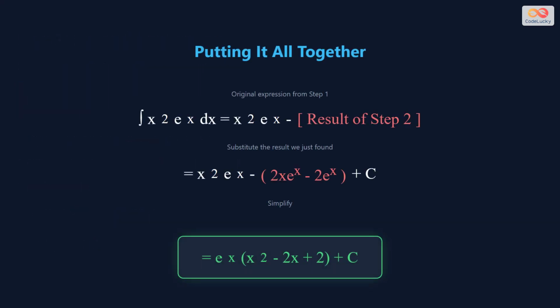We can now combine our results. We take the expression from step 1 and substitute the result we found in step 2. Be very careful with the negative signs here. After distributing the negative and adding the constant of integration c, we can factor out e to the x for a clean final answer.